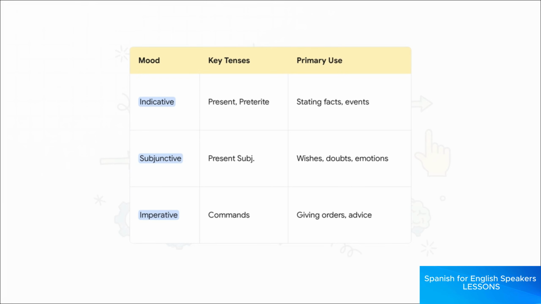So if you want a little cheat sheet to carry around in your head, this is it. It boils everything down. Are you stating a fact? You're going to need the indicative. Are you expressing a wish or an emotion? You're reaching for the subjunctive. And are you telling someone what to do? That's the imperative, plain and simple. Understanding this basic logic will point you in the right direction almost every single time.